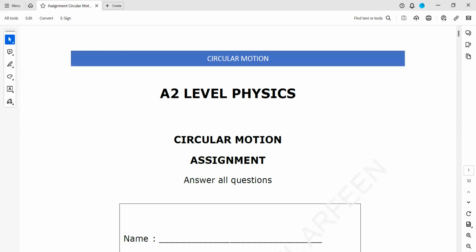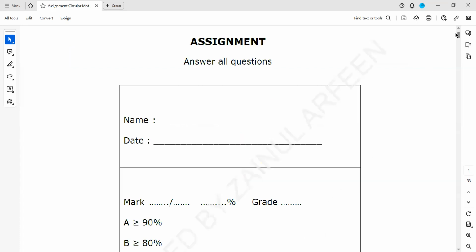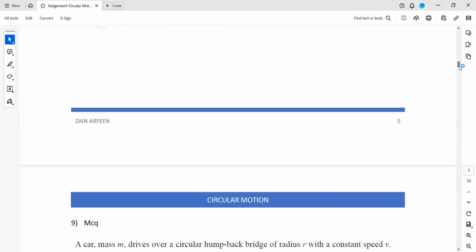So this one, the assignment related to circular motion. First 19 questions are recorded, so we'll do from 20 onwards.